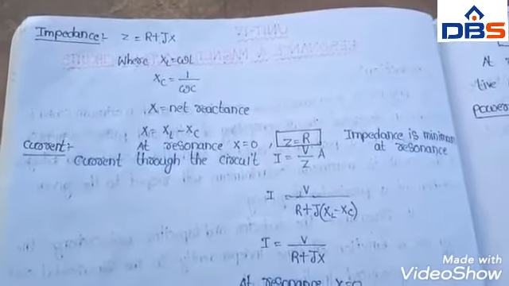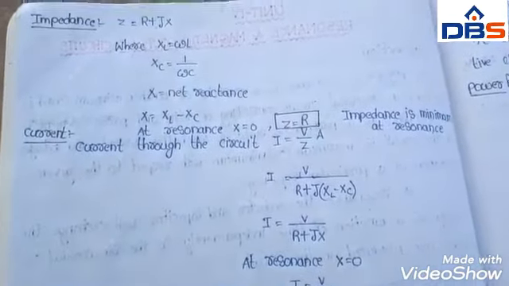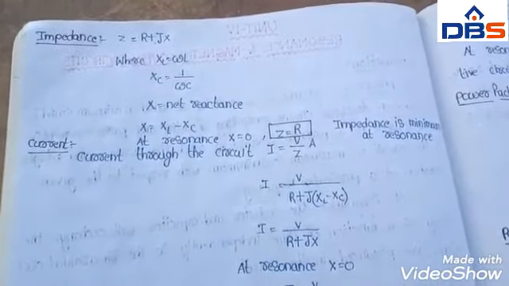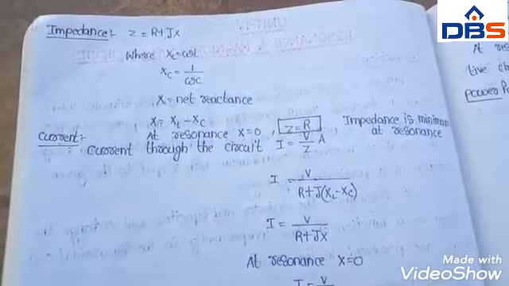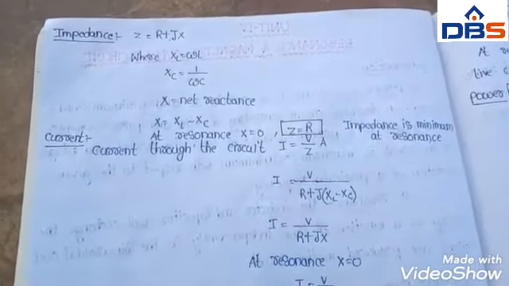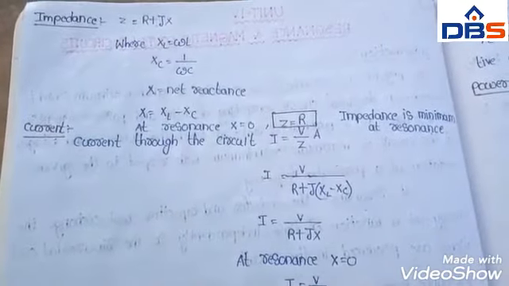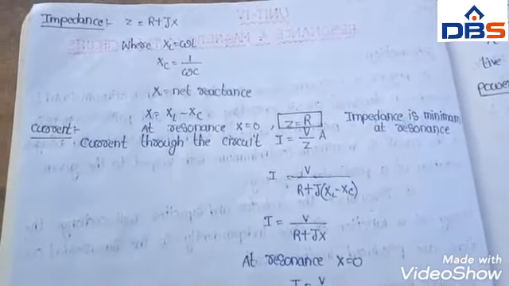The impedance Z is equal to R plus jX. X is the combination of inductive reactance and capacitive reactance. XL is equal to omega L and XC is equal to 1 by omega C. Therefore, X is the net reactance, that is XL minus XC generally.